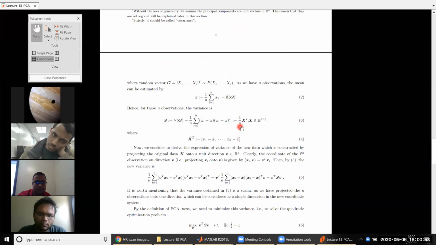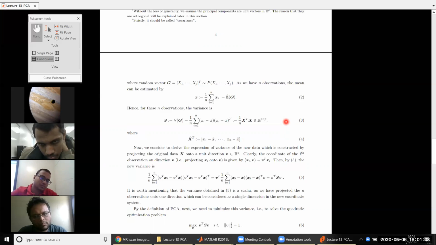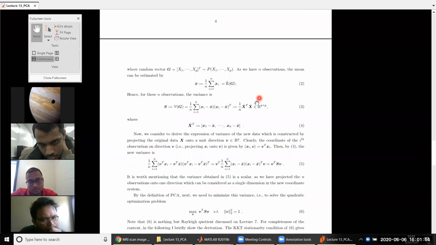Be very careful. The original coordinate system that I give you means what you observe. Let's say, for example, feature 1 is the height of a person, feature 2 is the gender, and feature 3 is the weight. This is your original data space, your original coordinate system. Okay, now let's have a look.